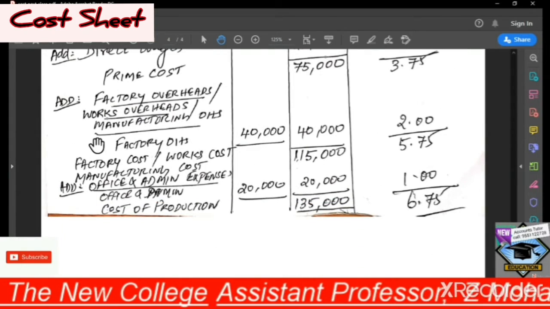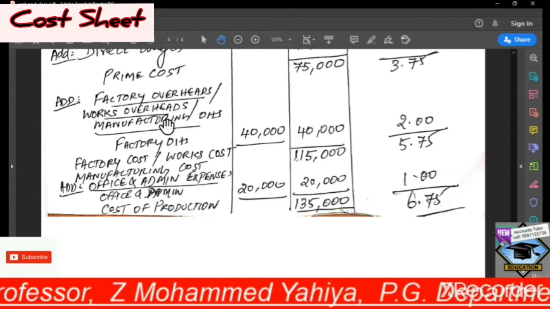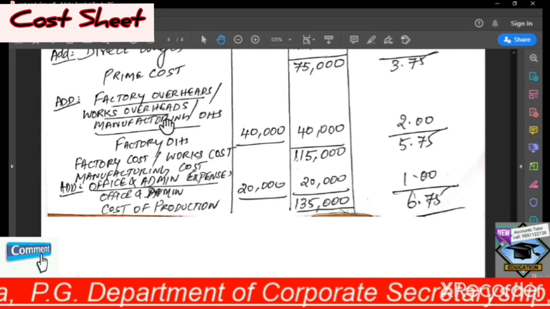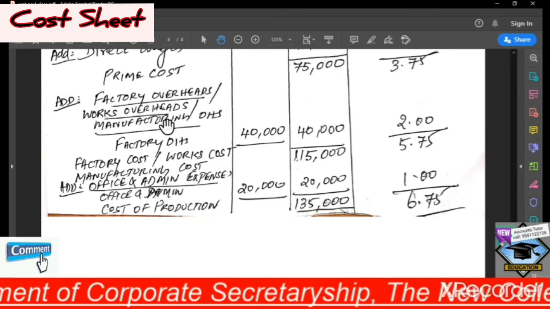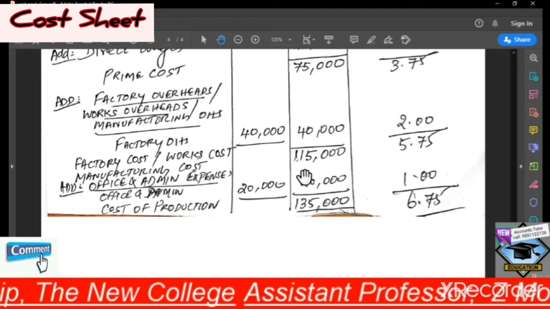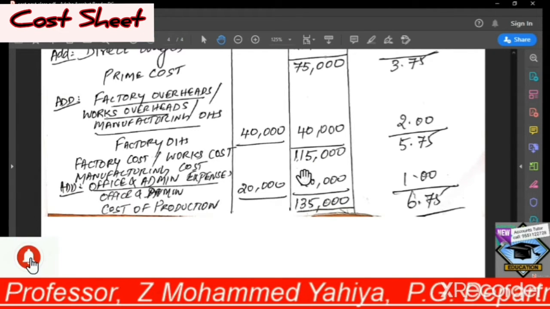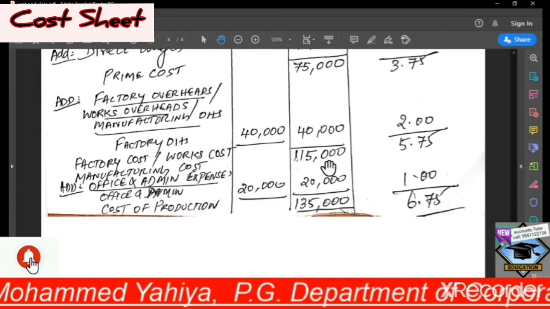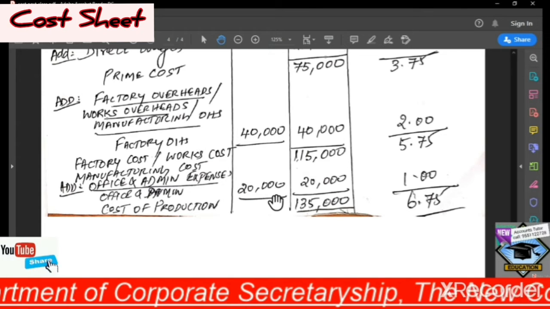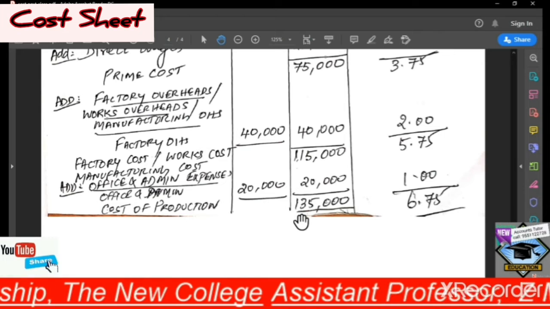With that we'll add the factory overheads. Factory overheads are otherwise called works overheads or manufacturing overheads, or even production overheads. The factory overheads given in the question is 40,000. So add this to get the factory cost, works cost or manufacturing cost. We got 1,15,000. With that we'll add the office and administrative overheads, that comes to 20,000. So add it, we'll get the cost of production 1,35,000.